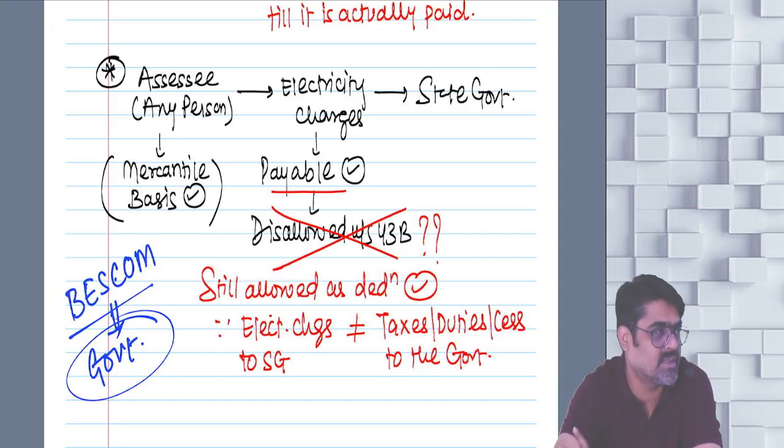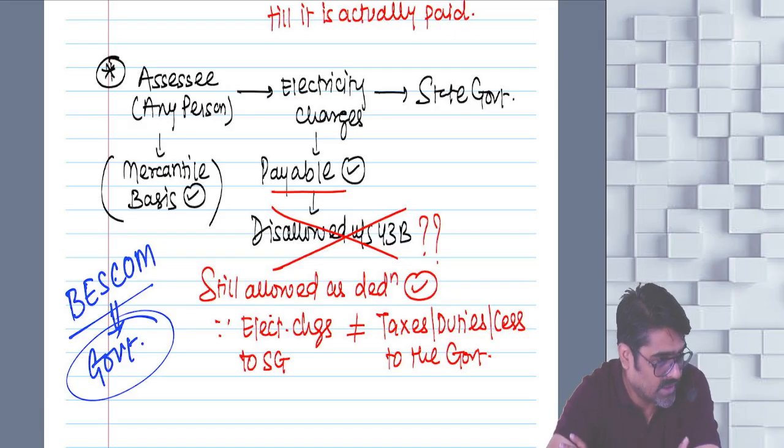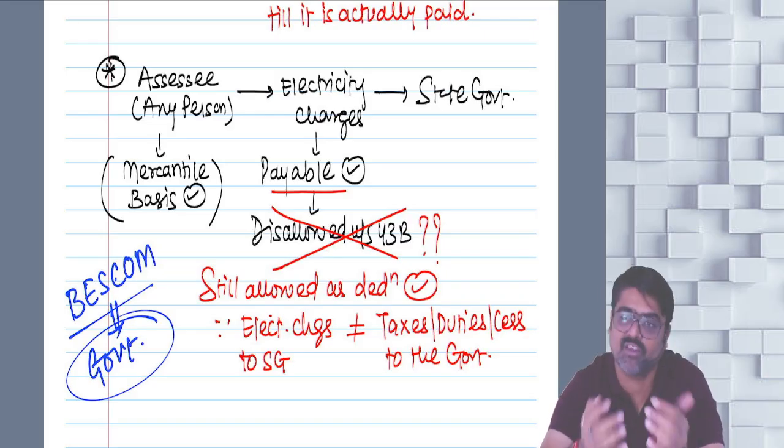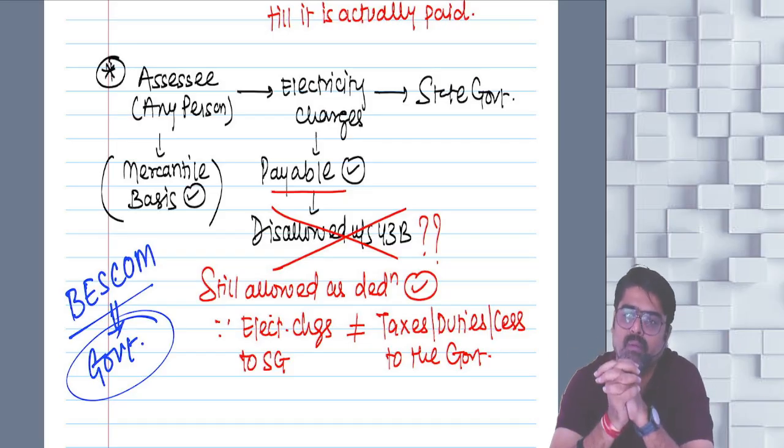Those electricity charges shall be allowed on mercantile basis. If you are calculating your PGBP income on mercantile basis, all the expenses you are supposed to claim on mercantile basis, except CTBILR. These expenses will be allowed only on payment basis. Other expenses are allowable on method of accounting.